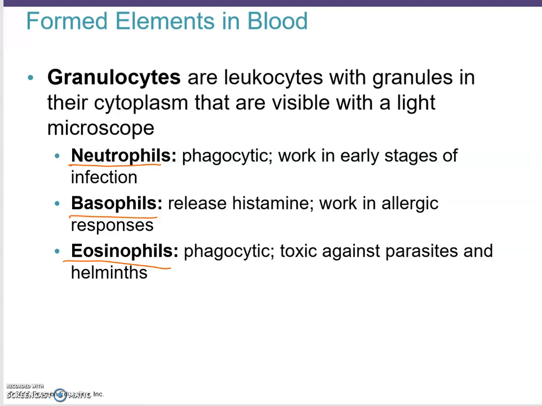Basophils and eosinophils both have granules. The basophils release histamine from these granules, and the eosinophils have hydrolytic enzymes in there, and they go more on the attack against parasites such as pinworms, for example. Basophils work in allergic reactions. Because of the histamine, they induce inflammatory responses.